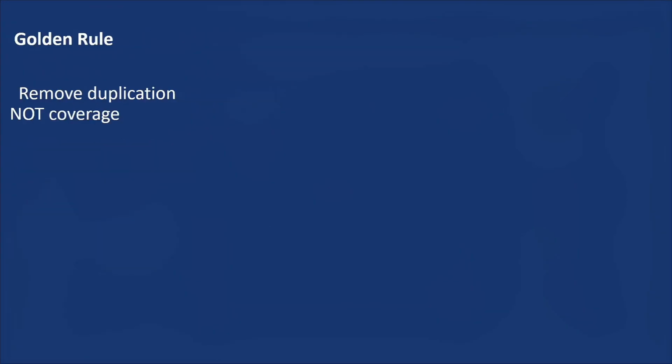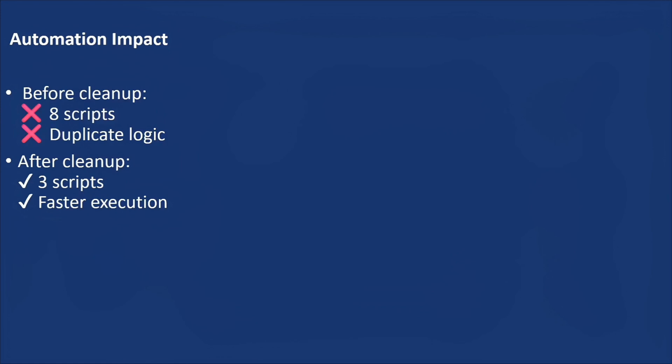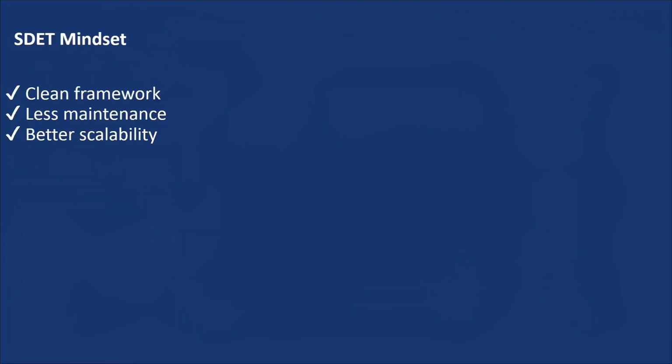A pro tip, the golden rule: always remember, remove duplication, don't remove coverage. Fewer test cases plus full coverage is what a pro QA does. Now think about automation at an SDET level. Before cleanup, 8 scripts, duplicate logic, high maintenance. After cleanup, just 3 scripts and a clean framework with faster execution. This is the real SDET mindset.